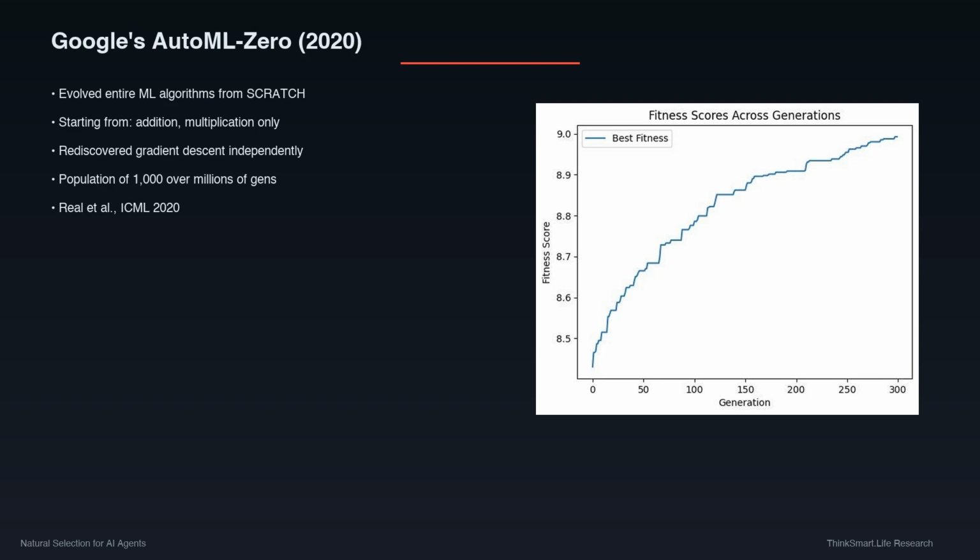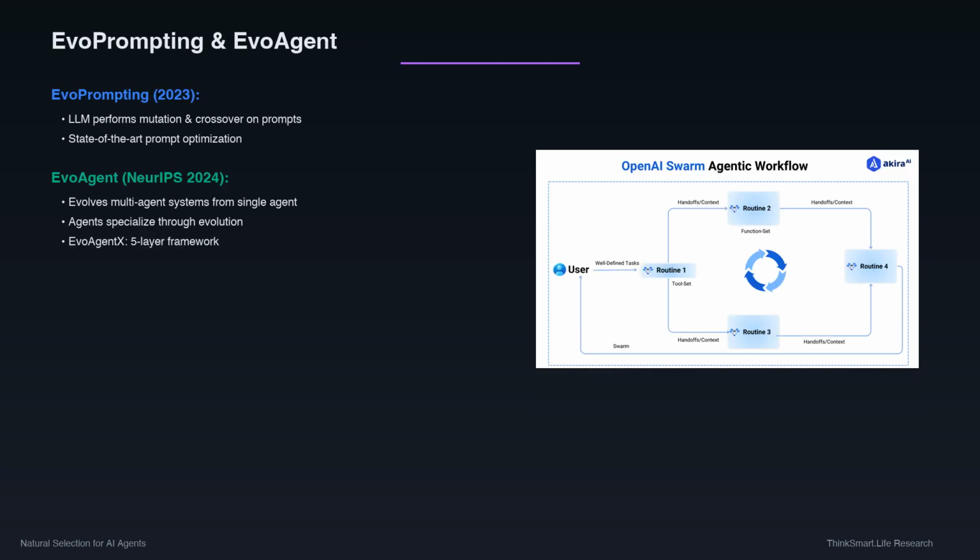Google's AutoML-Zero in 2020 went further, evolving entire machine learning algorithms from scratch, starting with basic math operations. It independently rediscovered gradient descent and learning rate decay. Pure evolutionary search, no priors. EvoPrompting in 2023 bridged evolution and LLMs directly, using the language model itself to perform mutation and crossover on text prompts. It achieved state-of-the-art results on prompt optimization benchmarks.